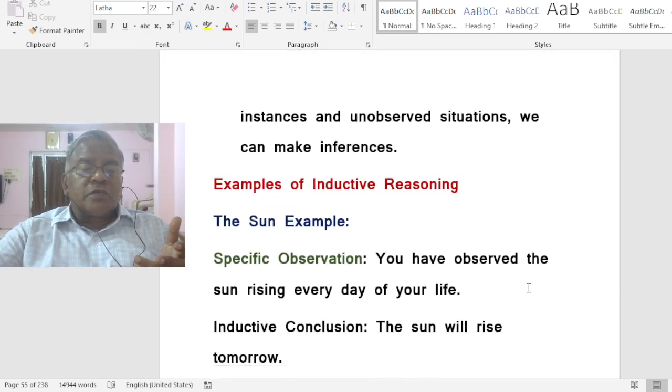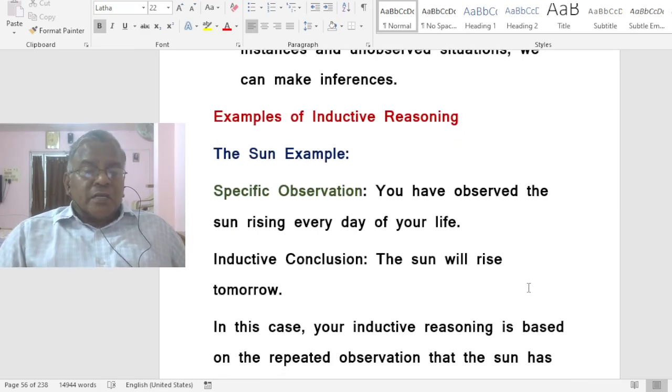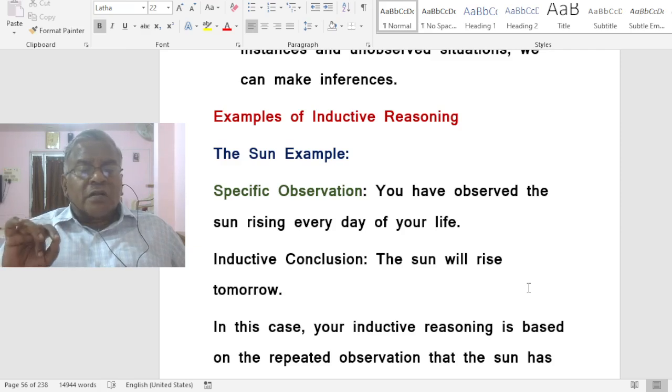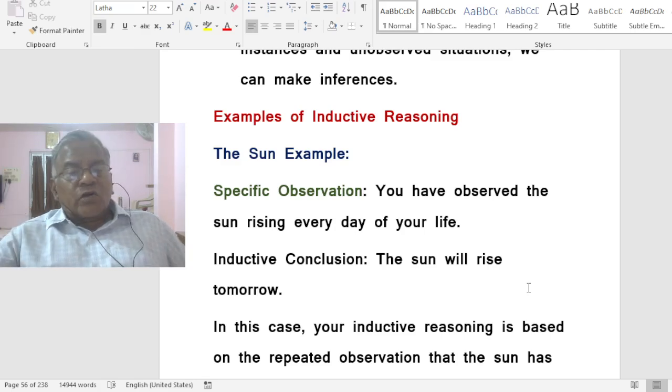What are the examples of inductive reasoning? The sun example we can give. Here there is a specific observation, that is, you have observed the sun rising every day in your life. What is the inductive conclusion? The sun will rise tomorrow. So far it has risen every day, so tomorrow it will rise. That is the inductive conclusion.